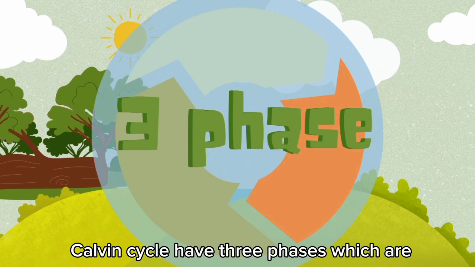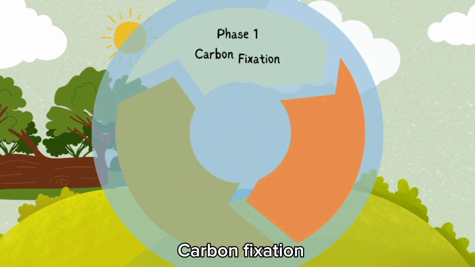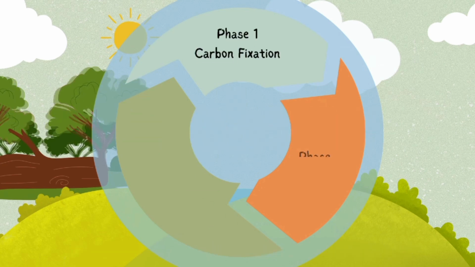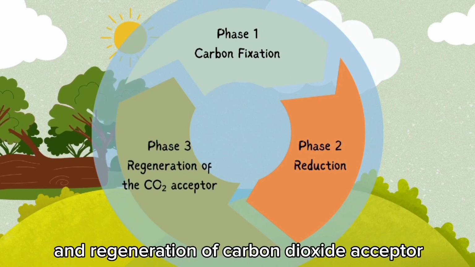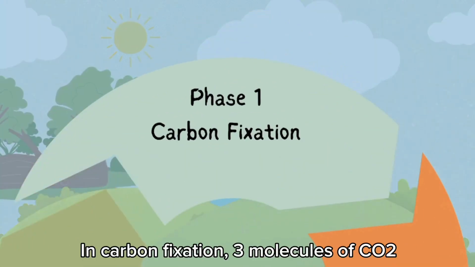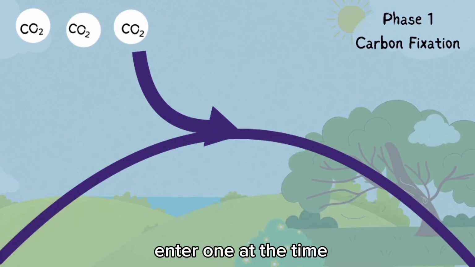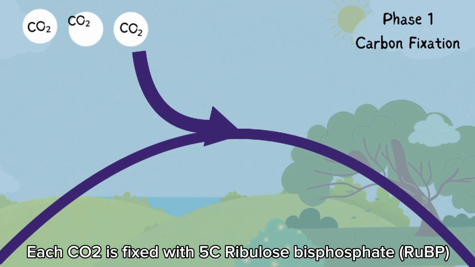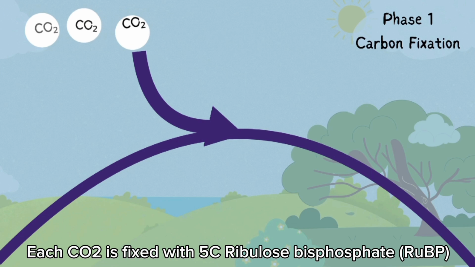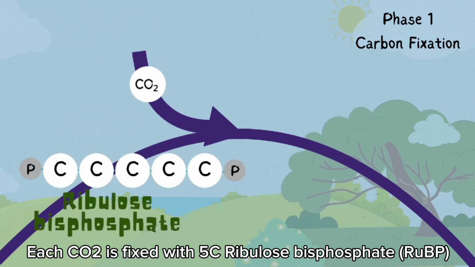The Calvin cycle has three phases, which are carbon fixation, reduction, and regeneration of the carbon dioxide acceptor. In carbon fixation, 3 molecules of carbon dioxide enter one at a time. Each carbon dioxide is fixed with 5-carbon ribulose bisphosphate, RuBP.